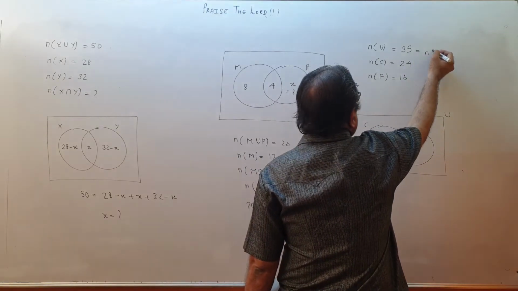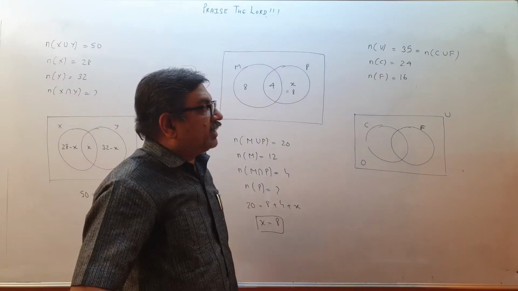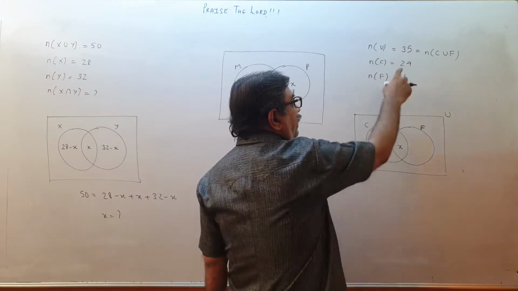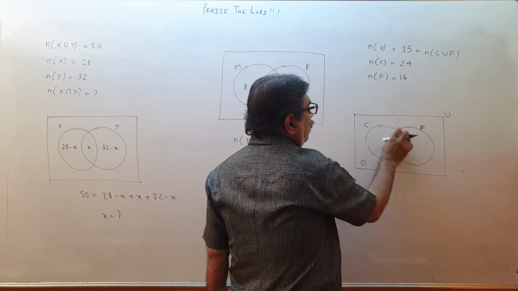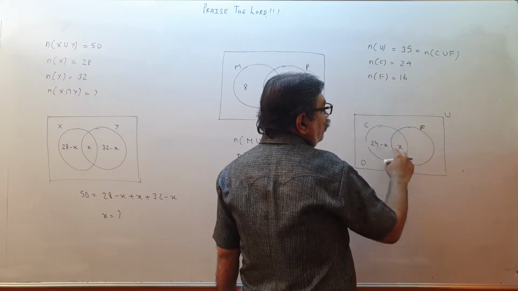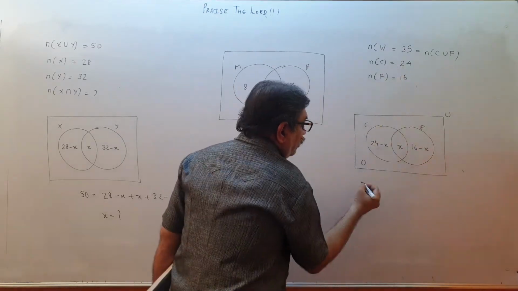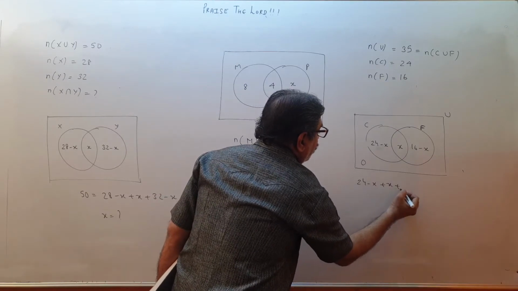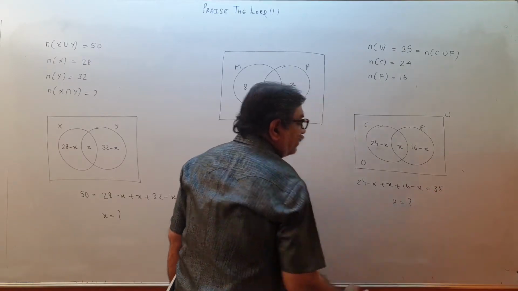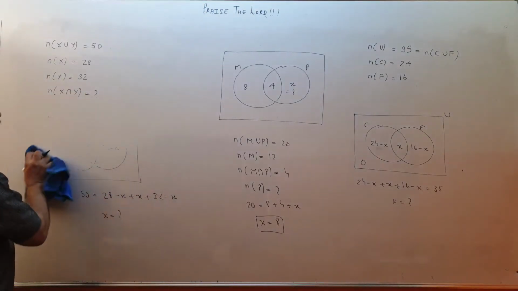And now this becomes N, C union F, because all are inside. So again intersection is not given, supposing x. Cricketers 24, so this will be 24 minus x. Footballers 16 total, here x, so here 16 minus x. And total of these is 35. So 24 minus x plus x plus 16 minus x is equal to 35. From here I get what x is. You will realize if you do it by Venn diagrams it is very easy. Please pause and copy.